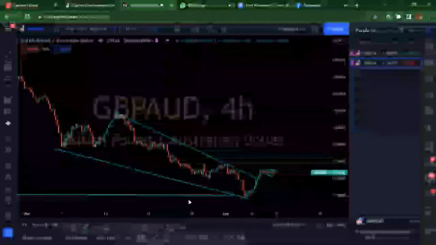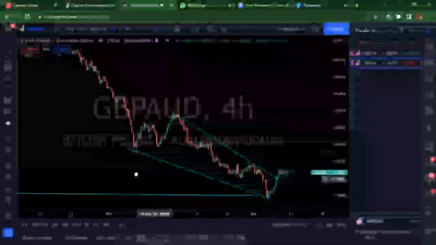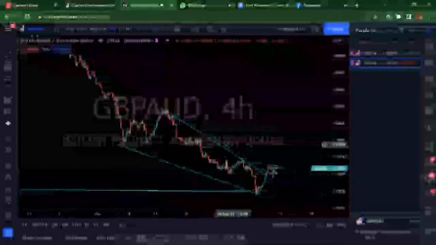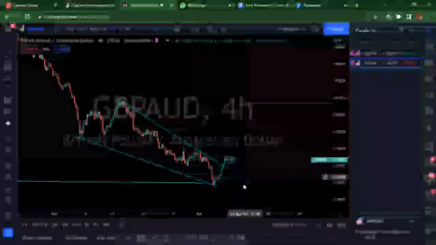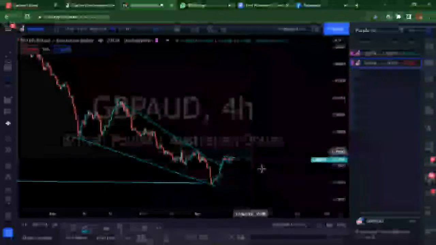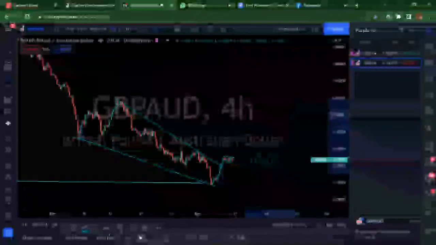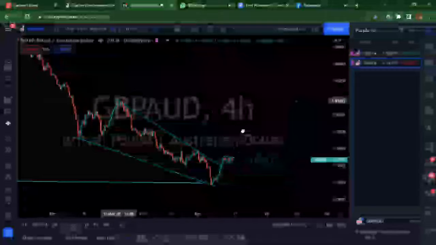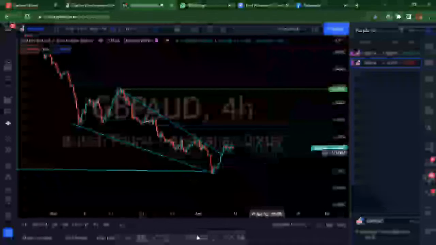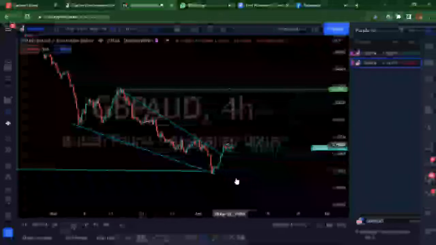Let me just remove this. This was a correction phase. So we have broken this structure. So what we are expecting right now is a correction, and then we move to the upside, and then our take profit is here. And this is how I would enter.